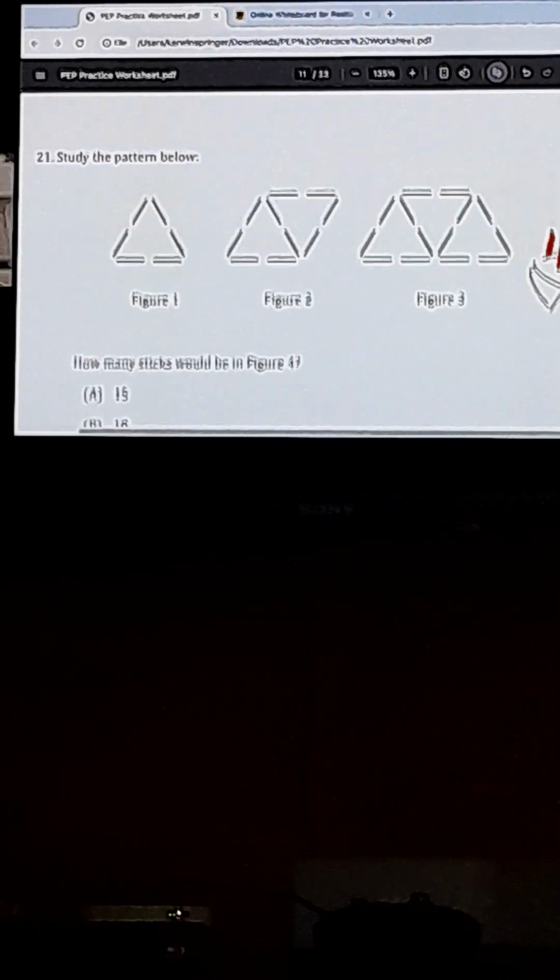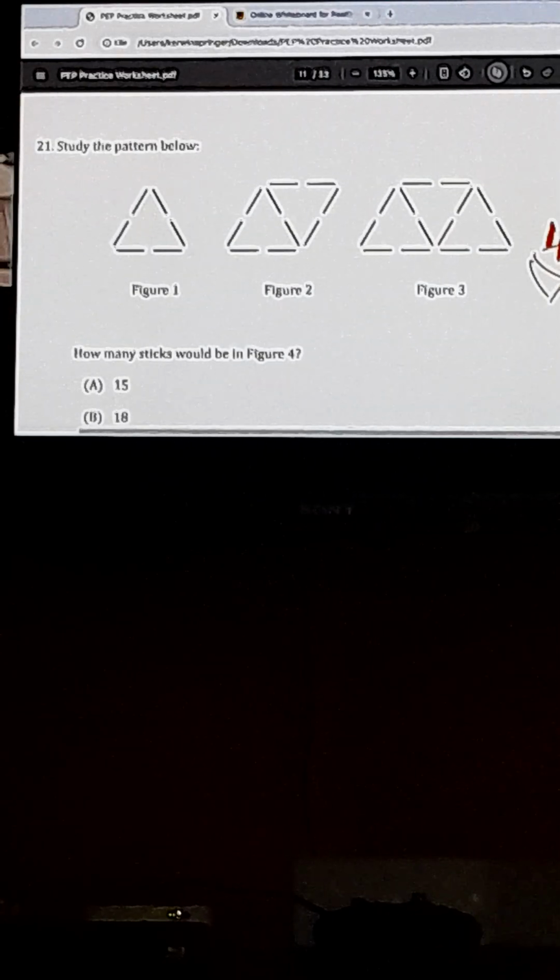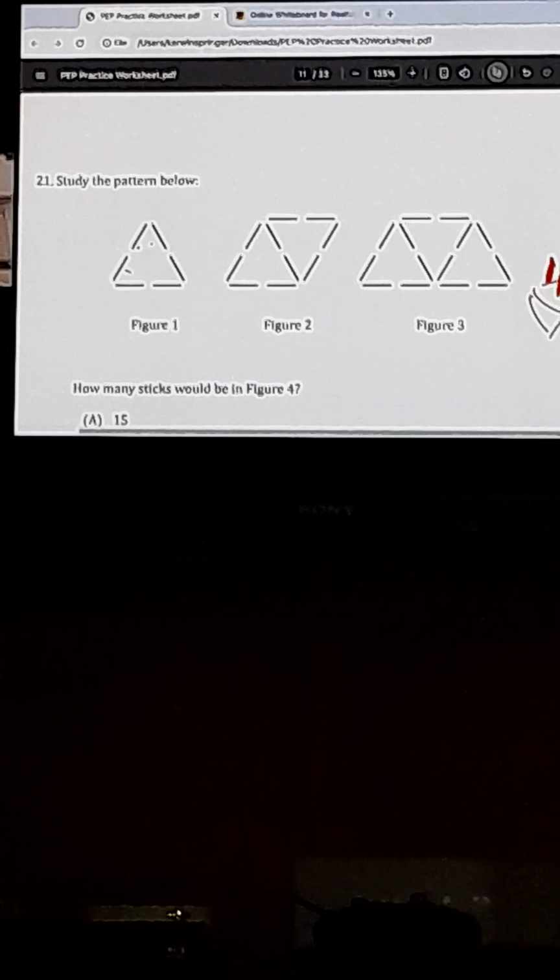Let's count the sticks in each figure. Figure 1 has 6, and figure 2 has 10. They add 4. Figure 3 is 14. See that? They add 4 each time.